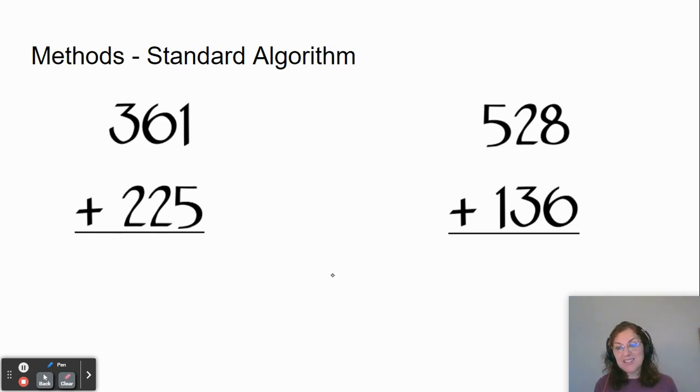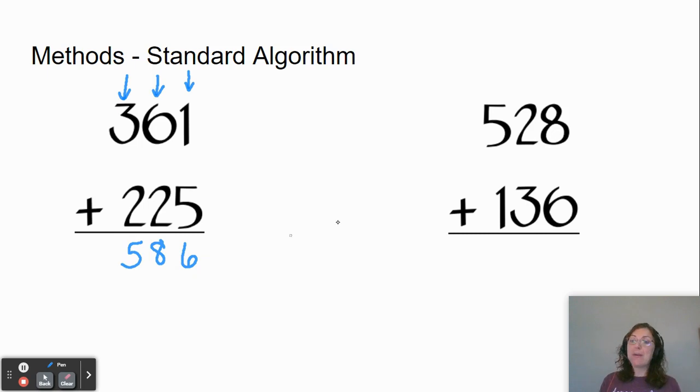All right, finally, we are on the standard algorithm. Now, I've referenced it several times in this video, but I just want to do a review. If you didn't know what I meant by the standard algorithm, that's where we stack the numbers and we add by place value. So we begin here with 1 plus 5 would give me 6, and 6 plus 2 would give me 8, and 3 plus 2 would give me 5. Super simple.